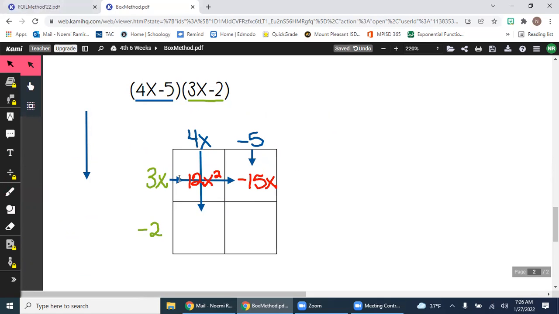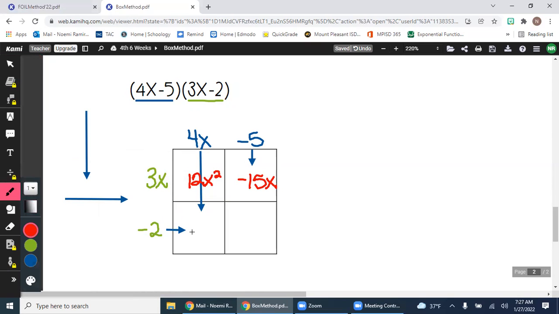Next box, we're going to have 4x and -2, so -8x. I'm not going to keep using the arrows. This is just because I'm not able to point with my finger for those of you watching from home.